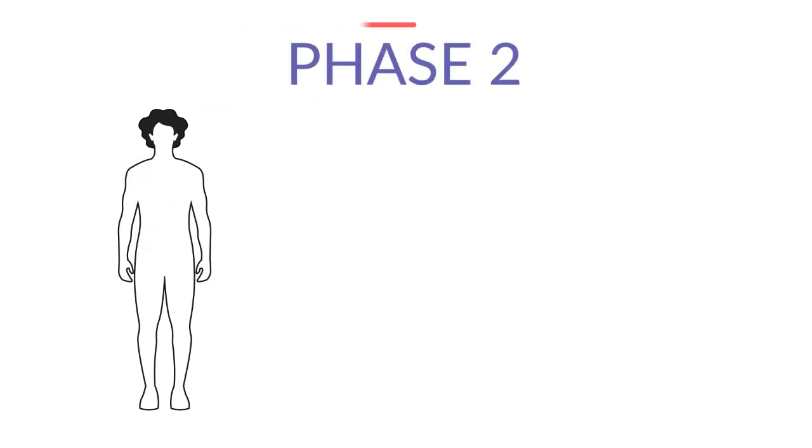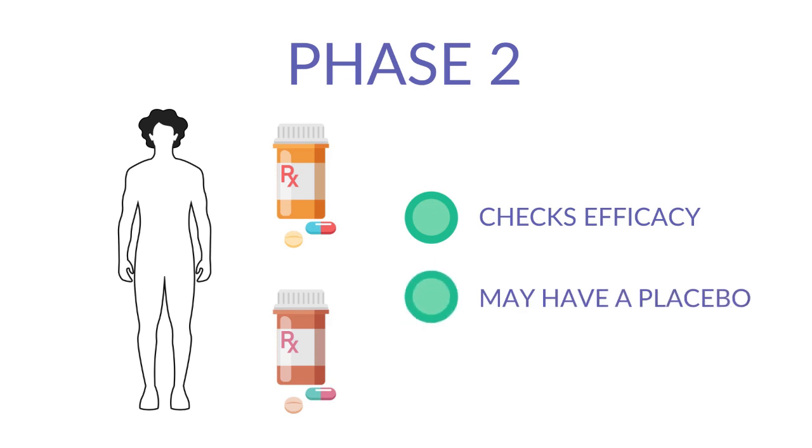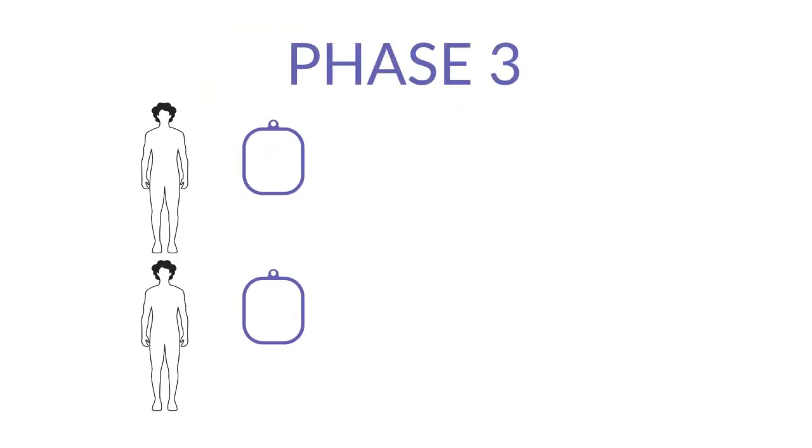Phase 2 trials look into whether the drug works on certain diseases. If the drug improves a medical problem, it has efficacy. Sometimes Phase 2 trials compare groups of participants receiving the drug with participants who aren't receiving any treatment, also called a placebo group. Phase 3 trials test if the drug is working better than the current standard treatment.